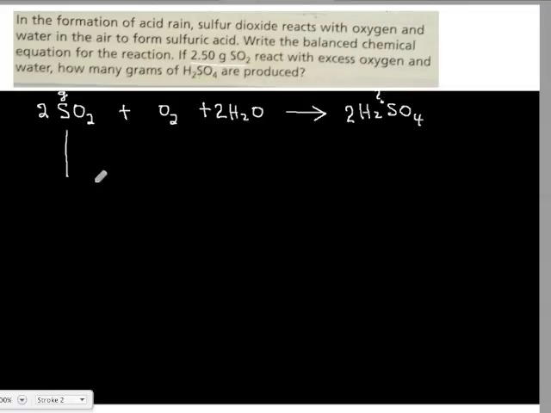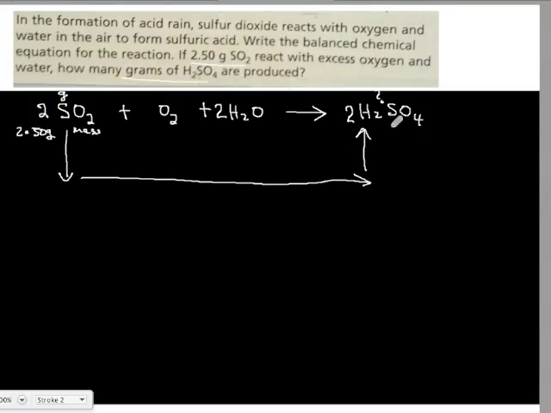And let me create my guiding rectangular arrows. Top was mass. And they gave me 2.50 grams. And they're asking for grams of sulfuric acid. So this is what they're asking for. So maybe I should put a stop here to remind myself that that's what's being asked.